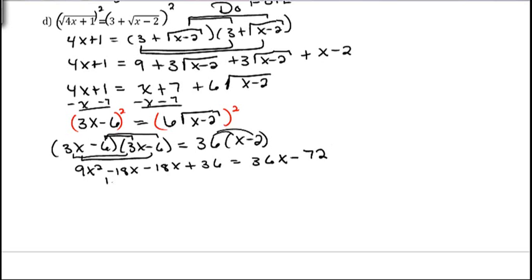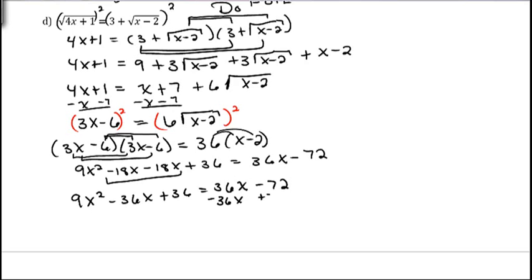Now we want to gather up like terms. So we have 9x squared minus 36x plus 36 equals 36x minus 72. So this is a quadratic, and when you're solving quadratics you need to have 0 on one side, so I'm going to subtract the 36x and add the 72. And you always want to keep your x squared positive.